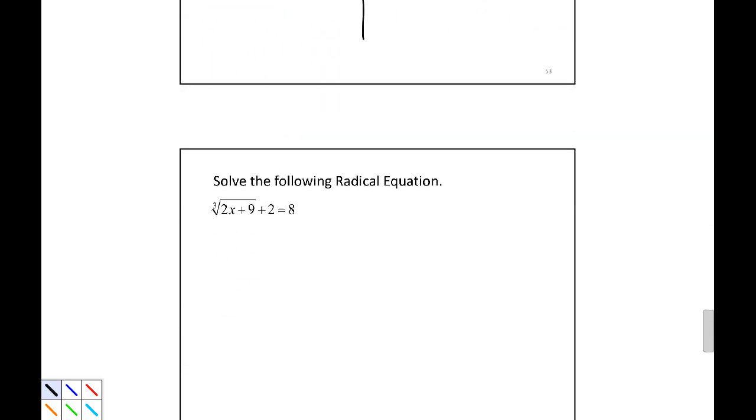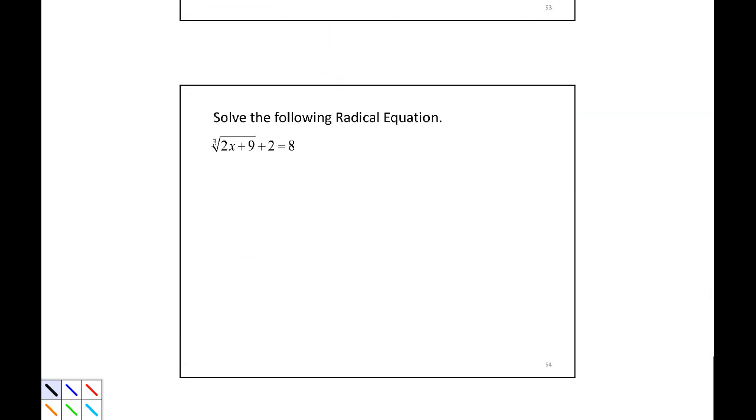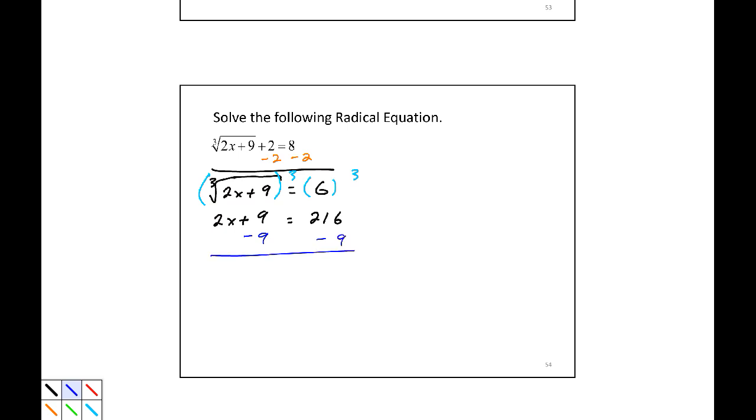For our next example, again we need to isolate, but we also have the cube root, so we will subtract 2 first. So we have the cube root of 2x plus 9 equals 6. And we will raise both sides to the third power. We will cube both sides. And 6 to the third power is 216. So we have 2x plus 9. We can subtract 9 from both sides to get 207.